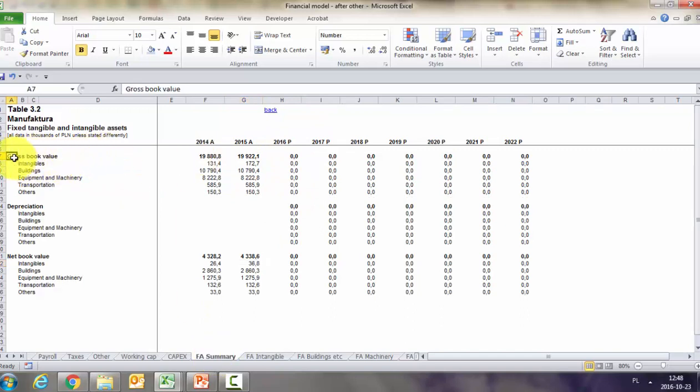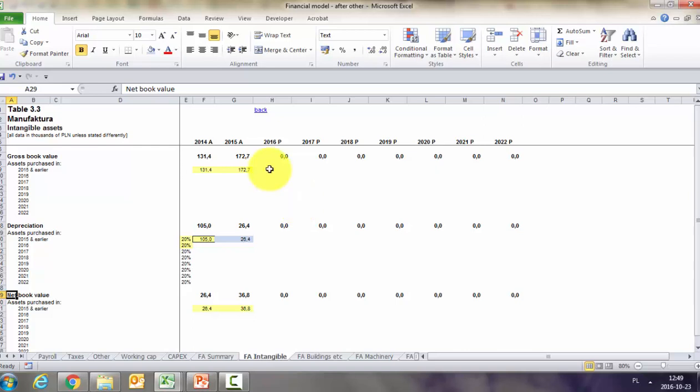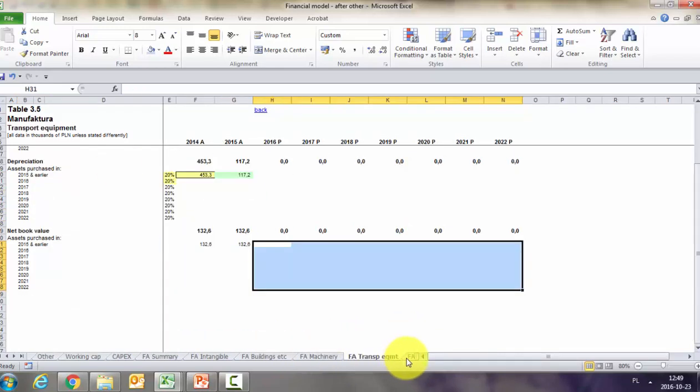So we've got gross book value by groups, depreciation by groups, and net book value by groups. For every group of assets, we will do the tracking. As we said, we're going to do it by groups, but we also have to track it by the time at which they arrive in the company. So we're going to do the tracking by years. In this row, we're going to have only intangible assets bought or put into the books in 2015 or earlier, then 2016, 2017, and so on. Each one of them we're going to treat as a separate category of assets, and this we do for every group, as you can see here.